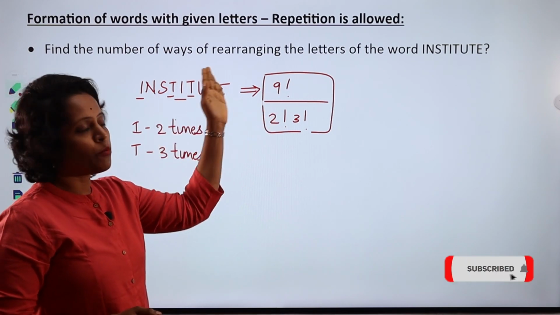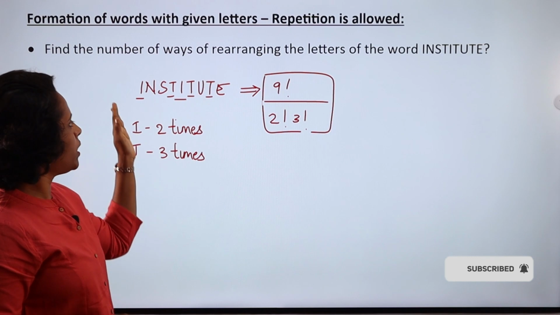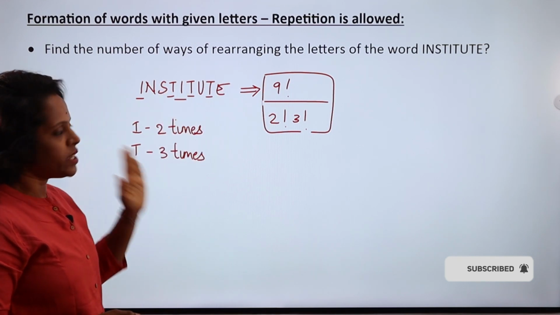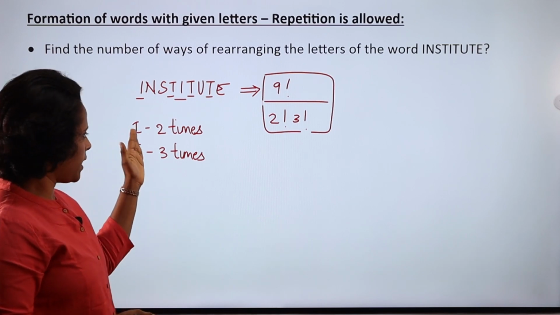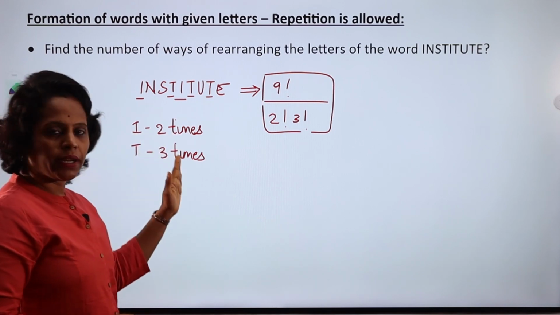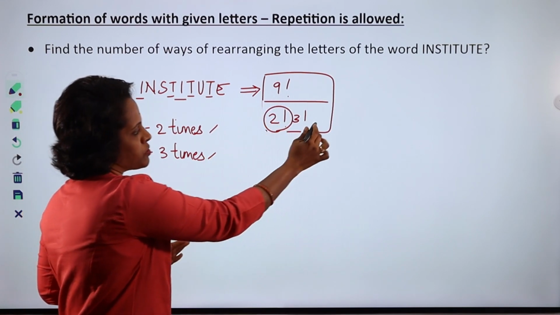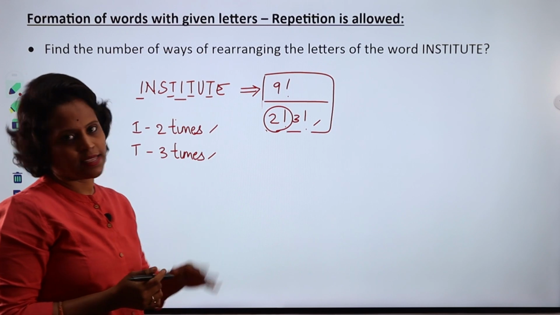First, in the numerator, how many letters do we have in that word? 9 letters, right? 9 factorial divided by which letter is repeated how many times? I is repeated 2 times, so 2 factorial. T is repeated 3 times, so 3 factorial. This will be your answer.